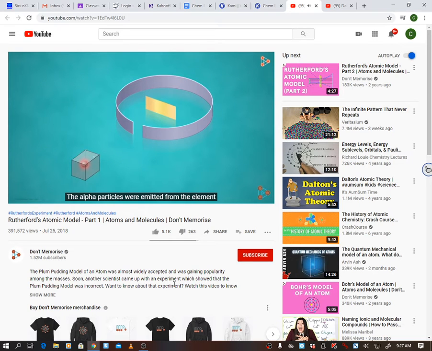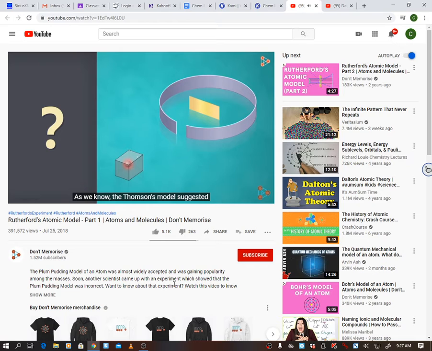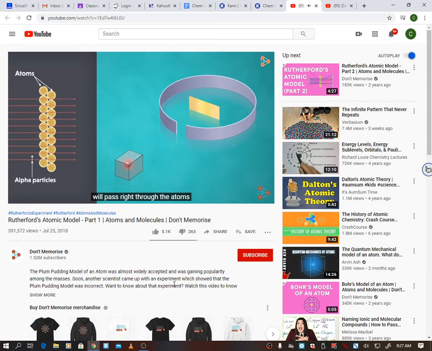The alpha particles were emitted from the element present in this box. These directly hit the gold foil. Now what should happen ideally? As we know, Thomson's model suggested that an atom is a sphere of positive charge with negative electrons embedded inside it. That means it is expected that the alpha particles will pass right through the atoms and hit the detector straight. And why so? Because the mass of alpha particles is heavier than the mass of positive charges. That means they should directly hit the atom and move ahead through it. Only a very small deviation would probably be acceptable in this case.